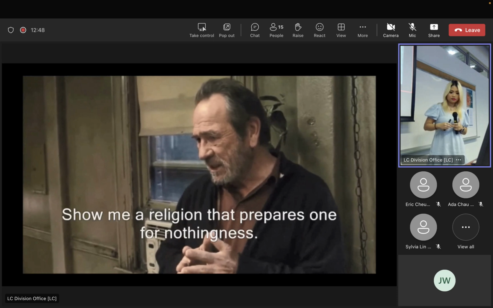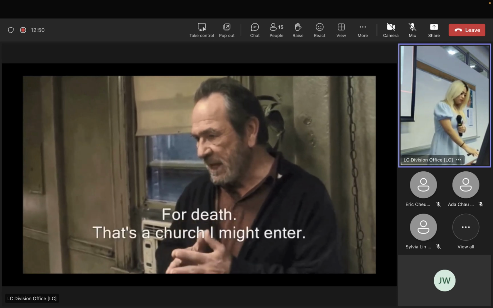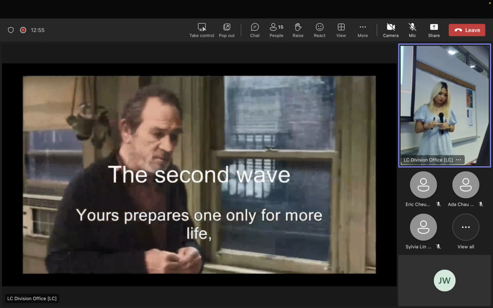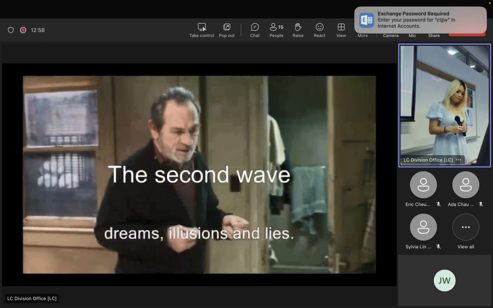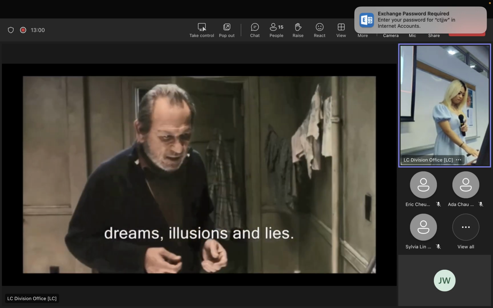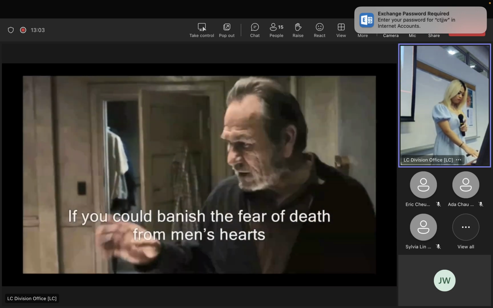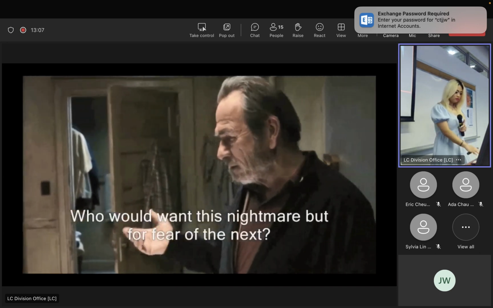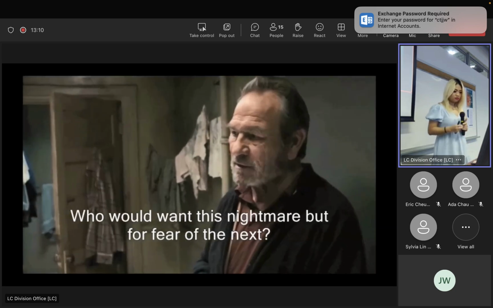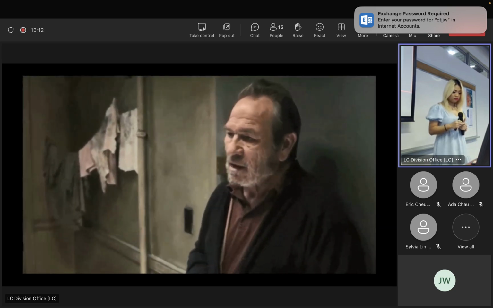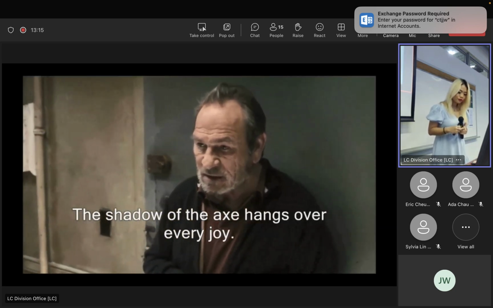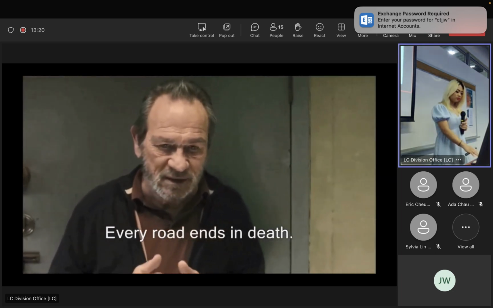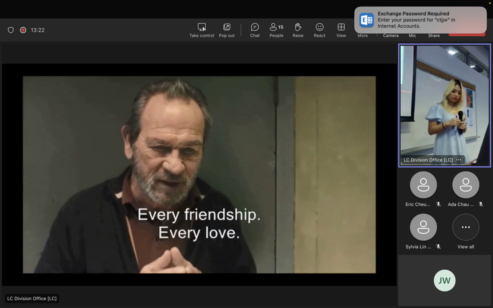Show me a religion that prepares one for nothingness, for death. That's a church I might enter. Yours prepares one only for more life, for dreams, illusions, lies. Banish the fear of death from men's hearts, they wouldn't live a day. Who would want this nightmare but for fear of the next? The shadow of the axe hangs over every joy. Every road ends in death, every friendship, every love.